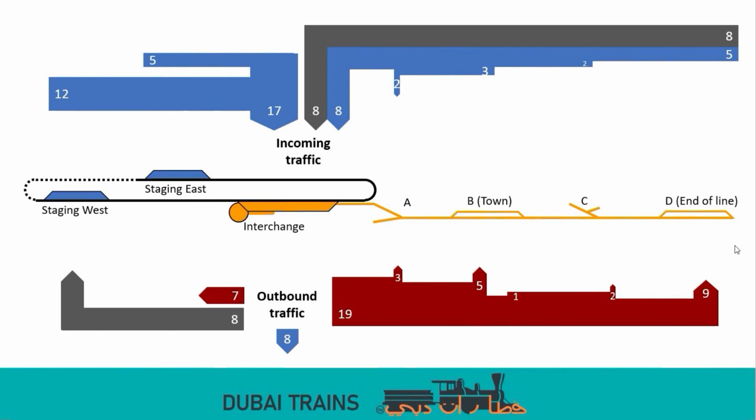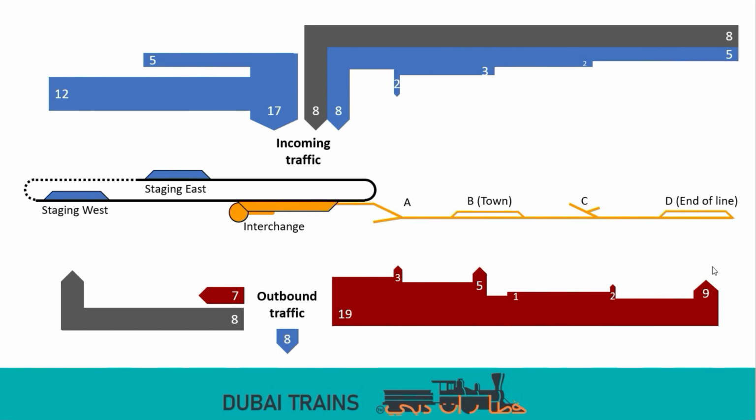And then in the bottom of the screen are all the outgoing cars, outbound traffic from the interchange. So we got 7 and 8 going out to the staging areas, and then we got 8 cars going out to the meat packing, and then we have 19 cars up the branch line. So these are all the full cars that are going to be shuffled around the layout.